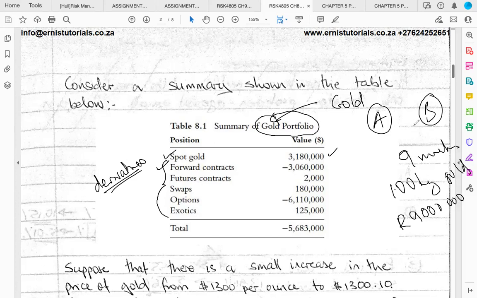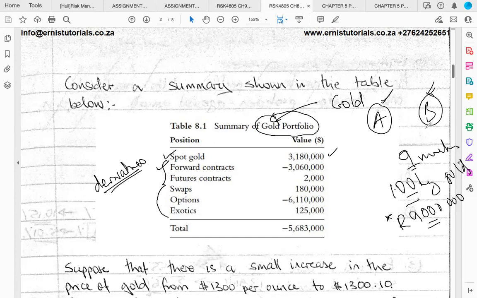So these two can enter into an agreement whereby it's a legal obligation that party A agrees to buy from party B a fixed amount of an asset for a certain price at a certain time. So it's a legal contract, even if the price of 100 kgs of gold is different from 9 million after 9 months, party A will have to honor their contract with party B, right?